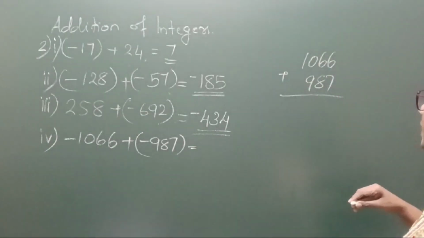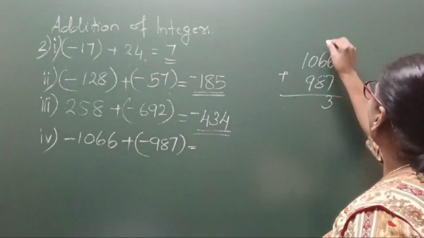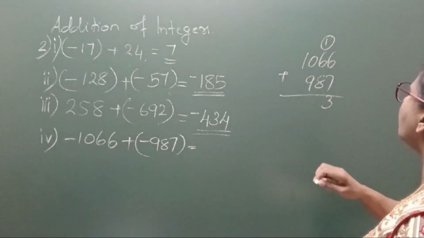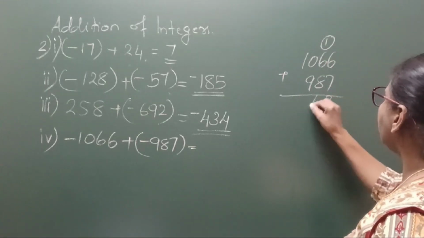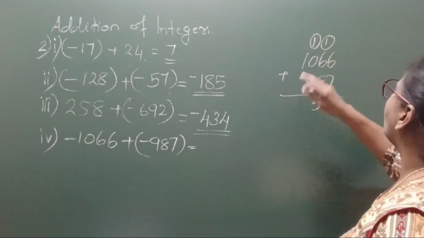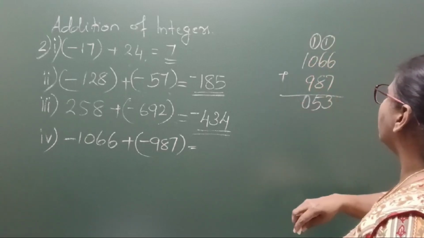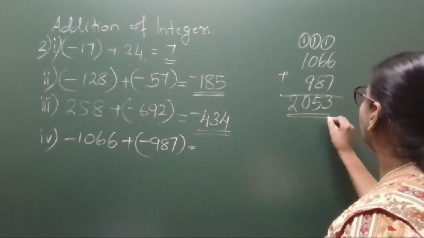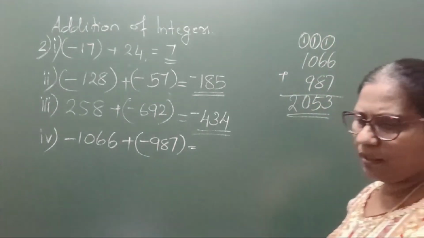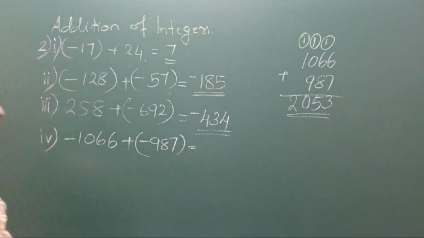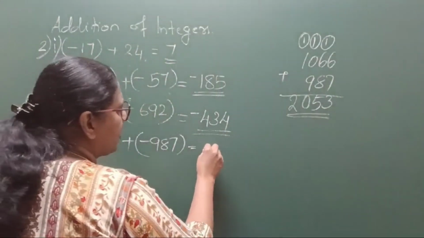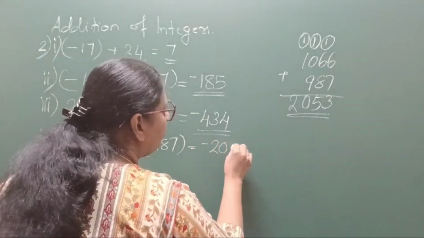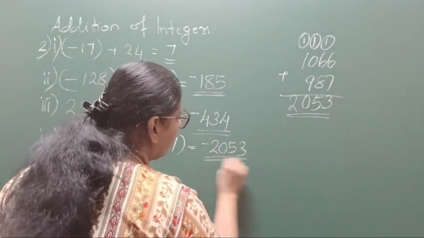6 plus 7 is equal to 13. 1 balance. 1 plus 6, 7. 7 plus 8 is equal to 15. 1 balance. 1 plus 9 is equal to 10. 1 balance. 1 plus 1 is equal to 2. 2053. And we have to give common sign, that is negative. So minus 2053. This is our answer.